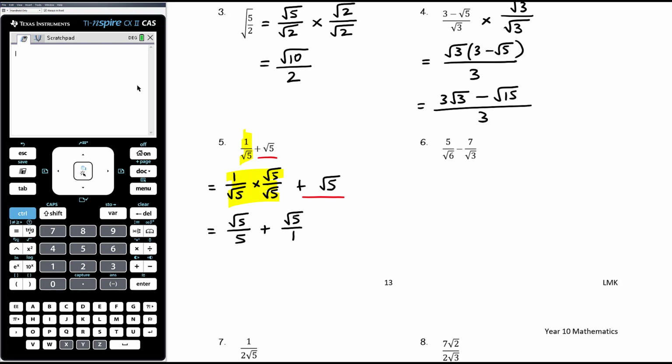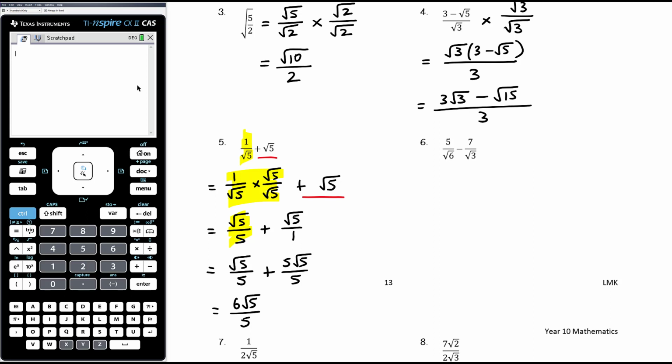So we need a common denominator to be able to combine those together now that we've got our fraction rationalised. Common denominator is 5, so we'll leave this one as root 5 on 5. This is going to be 5 root 5 on 5. So we've got 1 root 5 on 5 plus 5 root 5 on 5. So 1 plus 5 is 6 lots of root 5 on 5.